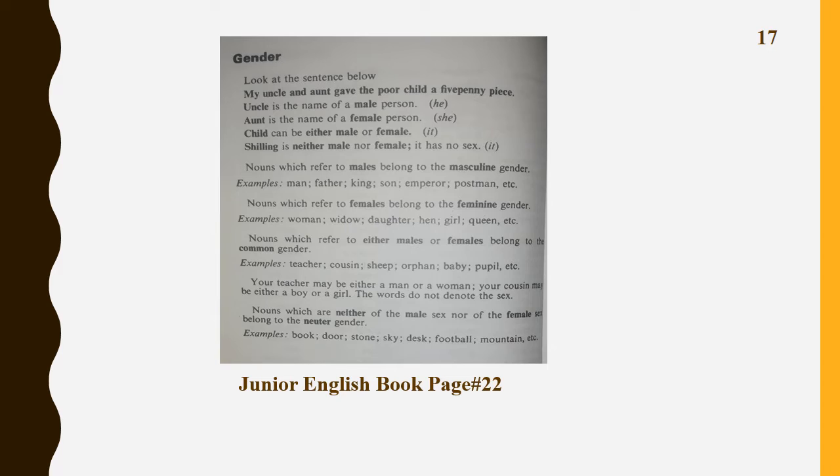Your teacher may be either a man or a woman. Your cousin may be either a boy or a girl. The words do not denote the sex, meaning gender is not verified. Gender is not given. Nouns which are neither of the male sex nor of the female sex belong to the neutral gender. Book, door, stone, sky, desk, football, mountain.